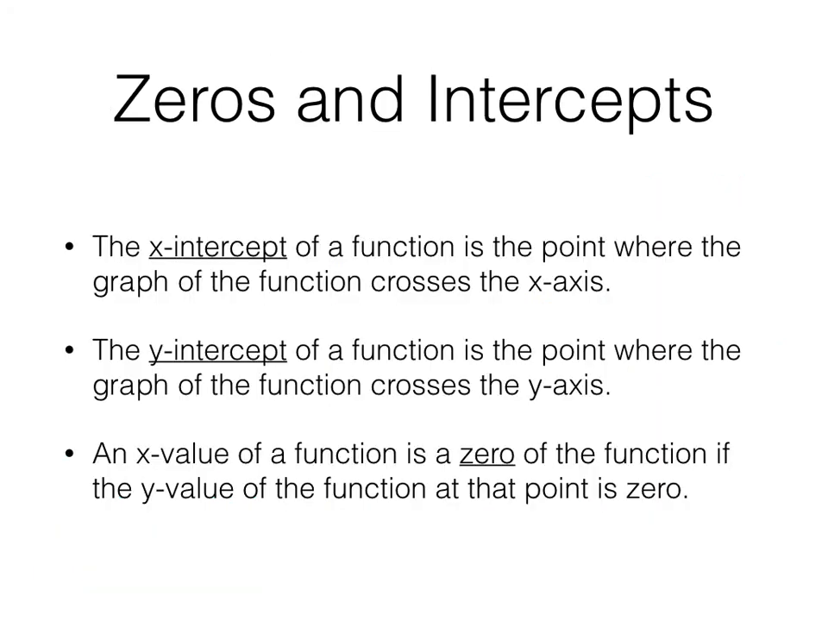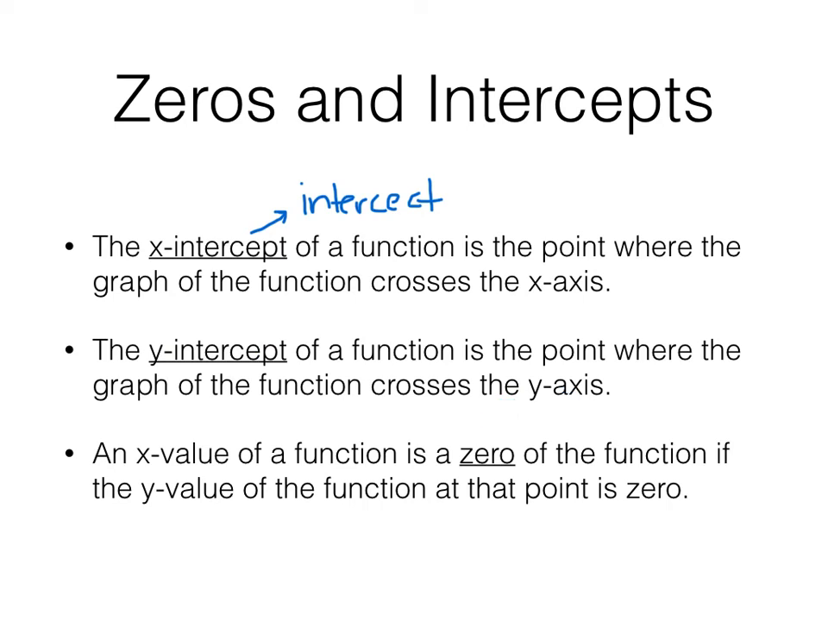Okay, zeros and intercepts. The x-intercept of a function is the point where the graph of the function crosses the x-axis. Intercept sounds a lot like intersect. Intercept and intersect. So we are talking about where this line crosses or intersects with, gosh, I had trouble spelling today. We're talking about where this line intersects with the x-axis, and the same thing for the y-intercept. That's where it crosses the y-axis.